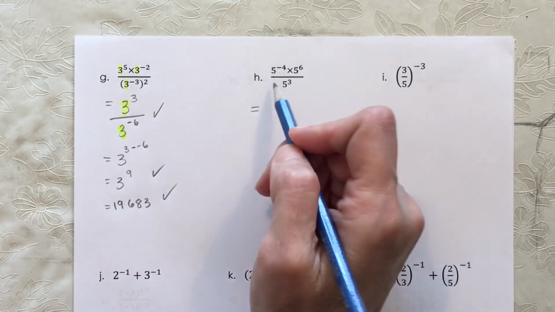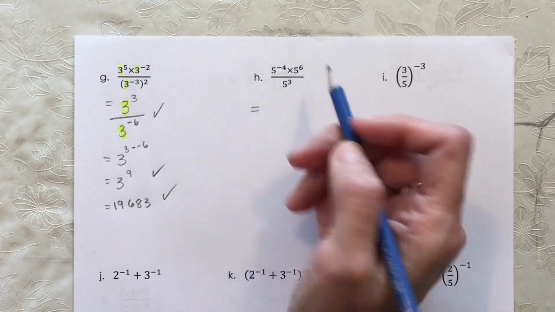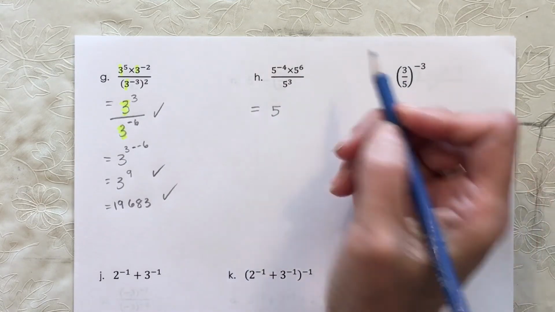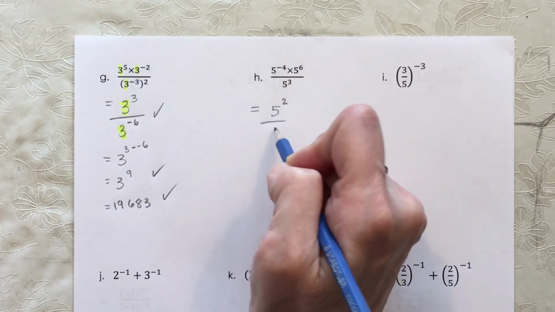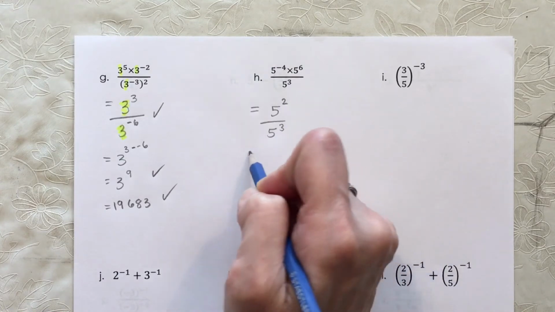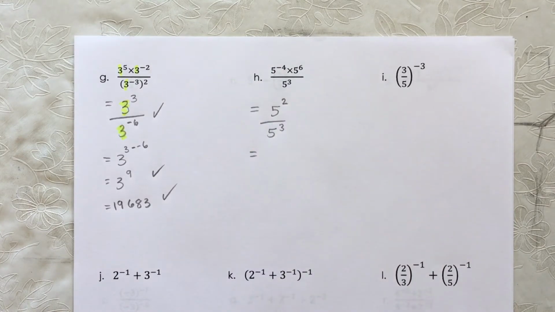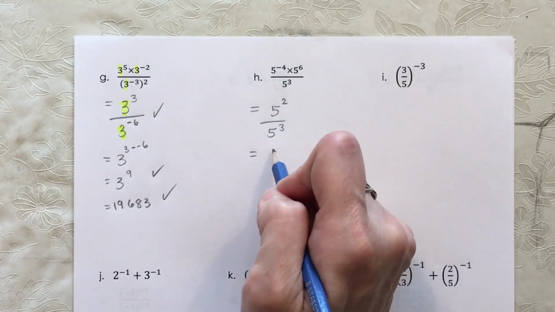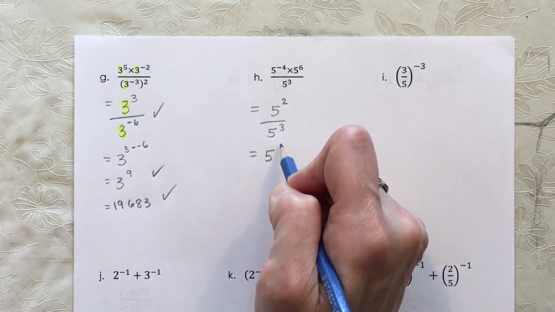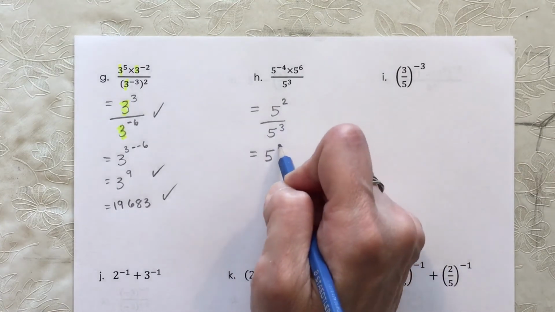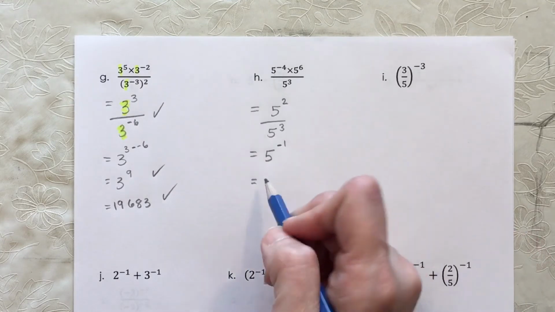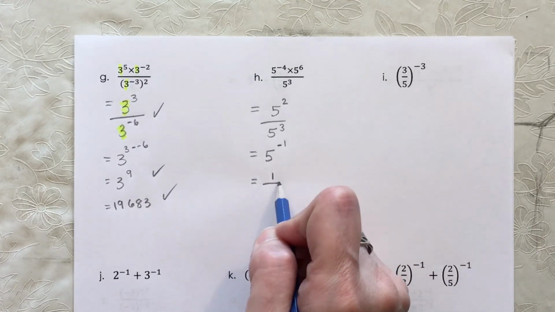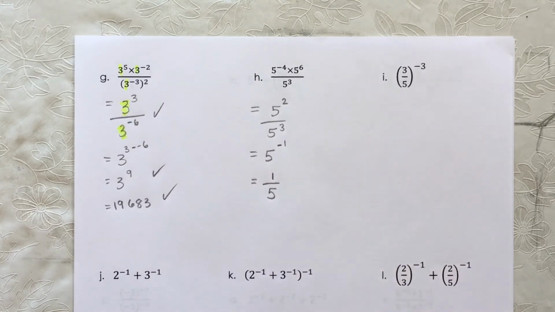Okay, again, in the numerator, we're multiplying powers with the same base, so keep the base and add the exponents. Negative 4 plus 6 is 2. Now we've got division of powers with the same base, so we're going to keep the base and subtract the exponents. 2 minus 3 is negative 1. Then we're going to use our negative exponent rule, so it's going to be 1 over 5 to the positive 1. I don't need to show the positive 1, so my answer would be 1/5.